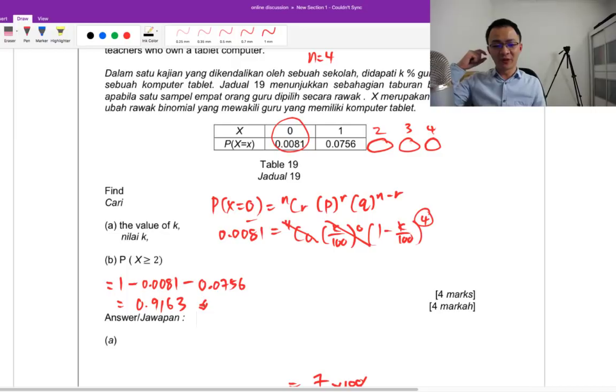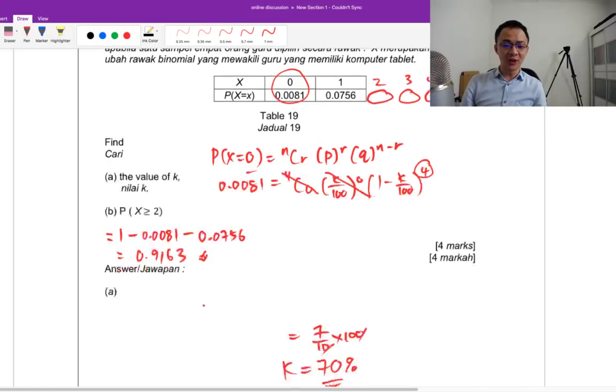How to type the fourth root? In order to type the fourth root in this calculator, I'm not sure which calculator you are using. If you are using this one, you will see a button beside the square. Beside the square, you just shift that button, then you can type your root into it. Okay, nice. I get 0.9163.